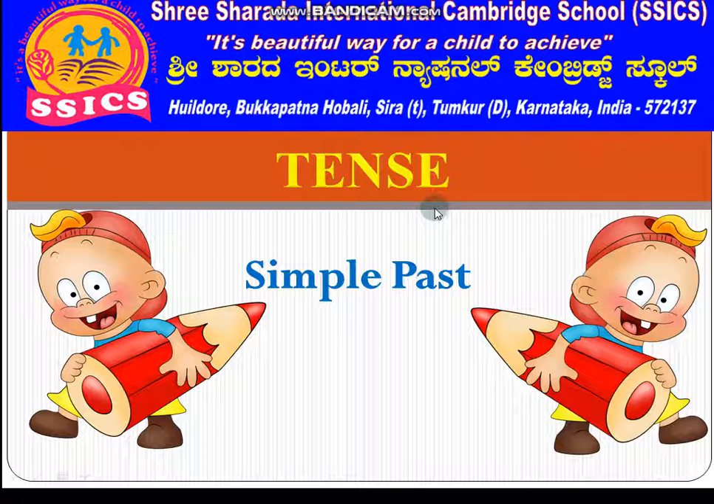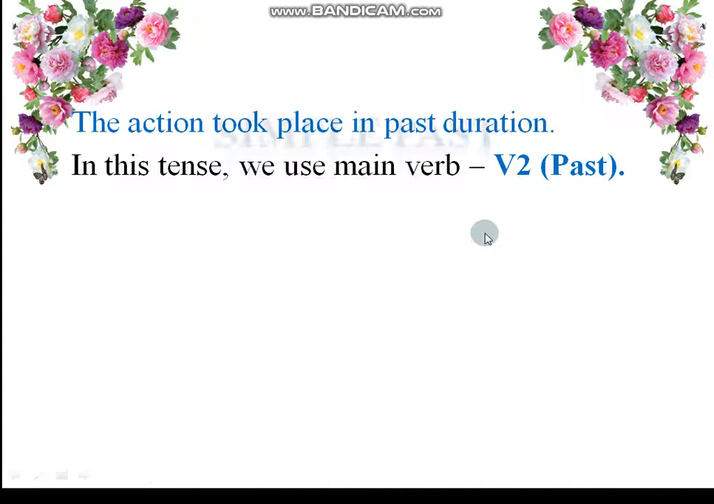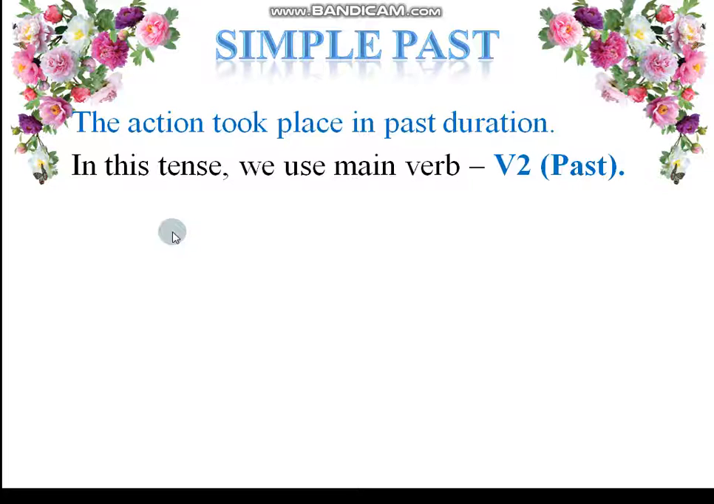Past tense is again divided into four types: simple past, past continuous, past perfect, and past perfect continuous tense. In that, the first one is simple past, and we are going to learn about simple past today. So let's move on to that topic. In simple past, the action took place in the past. When do we use simple past? That action which took place in the past duration, we call simple past tense.